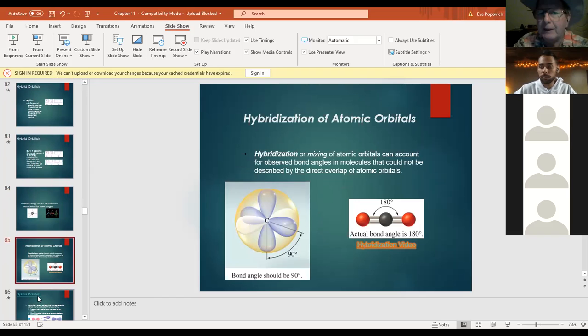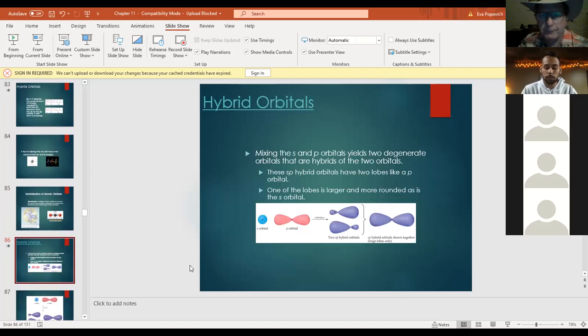So what's happening is we are getting a hybridization or a mixing of the atomic orbitals that can account for the bond angles. If we mix an s and a p, we get 2 new orbitals. Because we start with 2 orbitals, we're going to get 2 hybrid orbitals. Those 2 hybrid orbitals mix together and make two large balloons that are squeezed in the center.